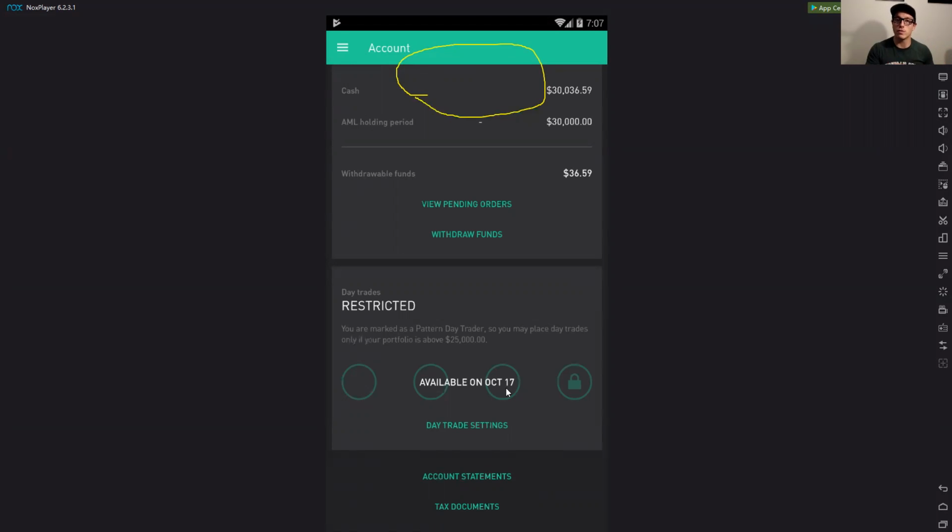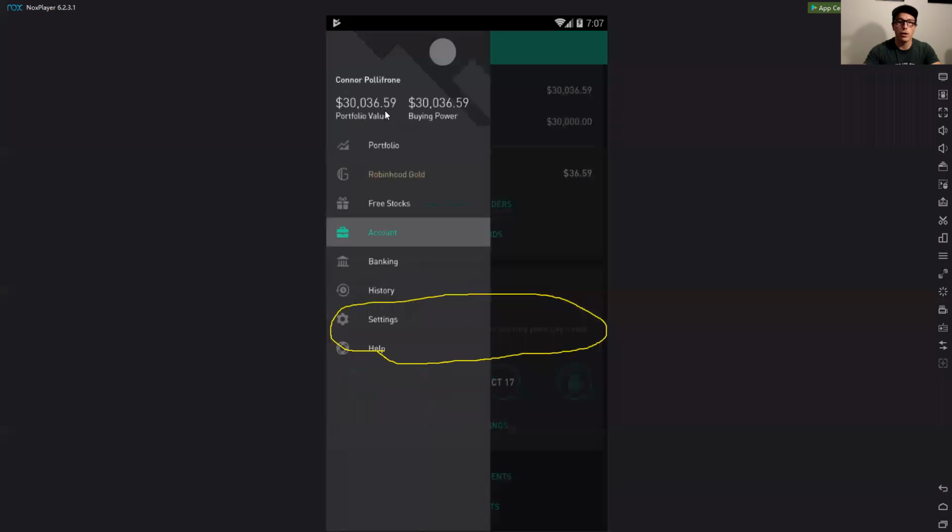So I figured I'd do this video to show you that Robinhood doesn't know what they're doing. I deposited $30,000. So you can clearly see here, right? You are marked as a pattern day trader, so you may place day trades only if your portfolio value is above 25,000. Well, let's just make sure we're not wrong. And we go back here. Oh, portfolio value, $30,000. So it's above 25,000, it's actually $5,000 more.